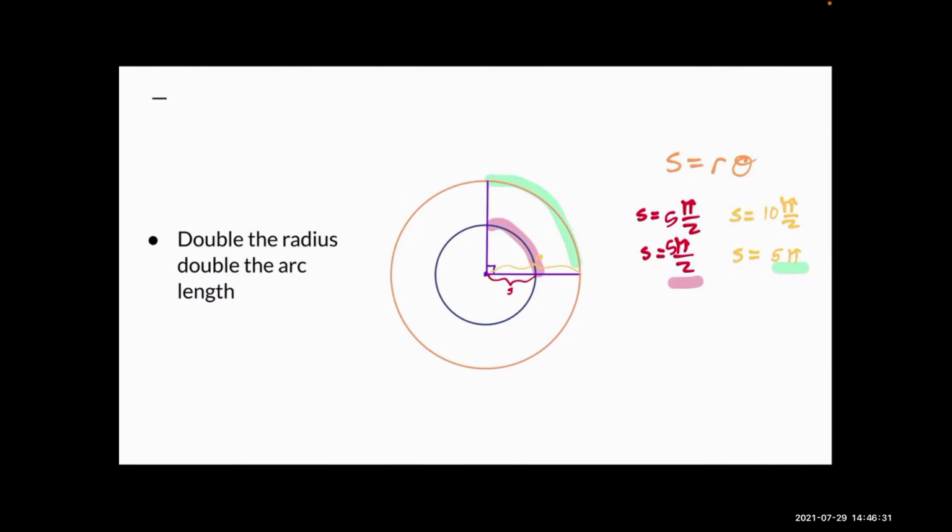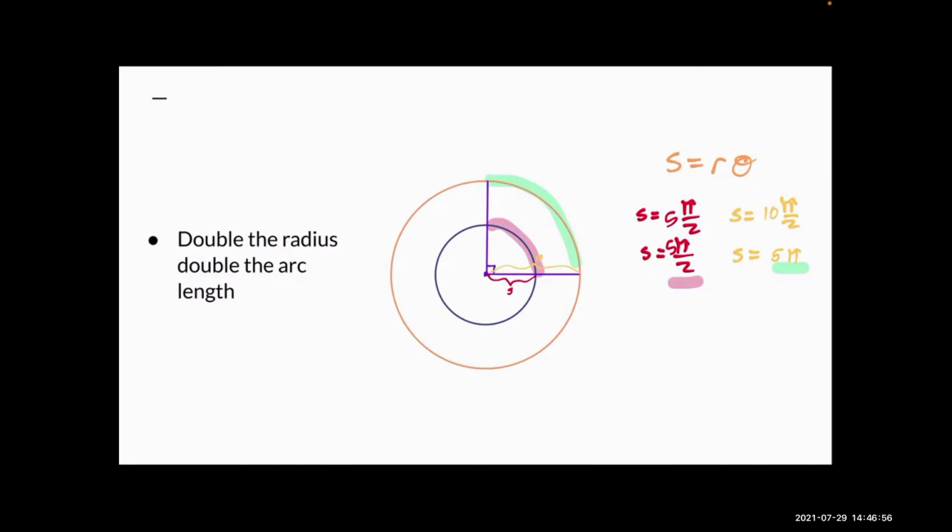And then in my example to the right, I used the angle measurement of pi over 2 radians, or a 90-degree angle, and I used 5 and 10 again as my radii. You can see that when I plug those values into the formula for the doubled radius, the arc length is 5 pi, which is double 5 pi over 2.